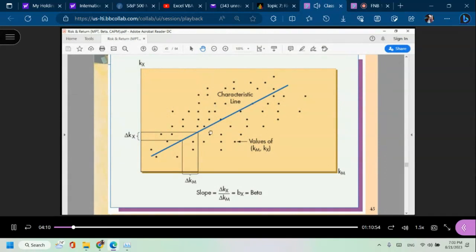Just a cloudy, foggy idea. So we have to capture the best fitting line, the line that would represent that trend best. That's called the fitting line. And if we can identify such a line, the line will be represented by two characteristics. One is the slope of the line, and the slope is called beta.